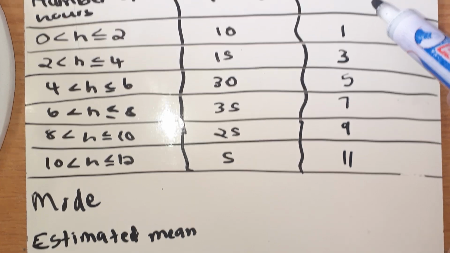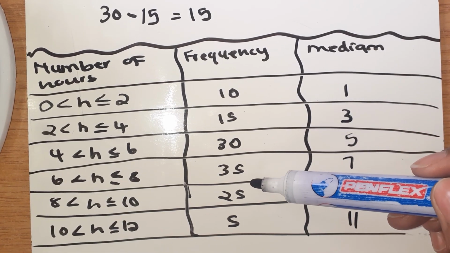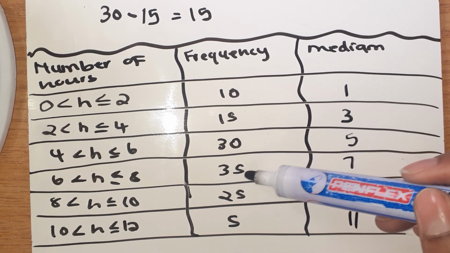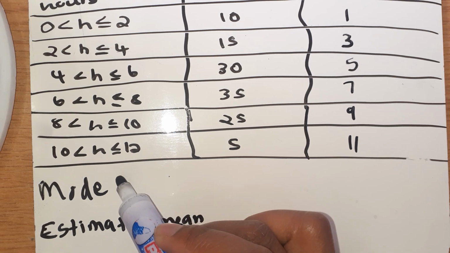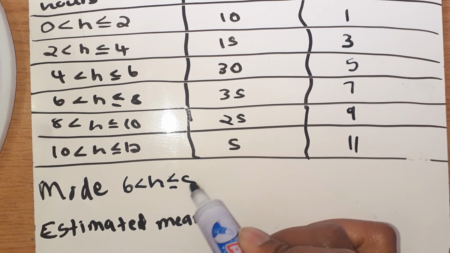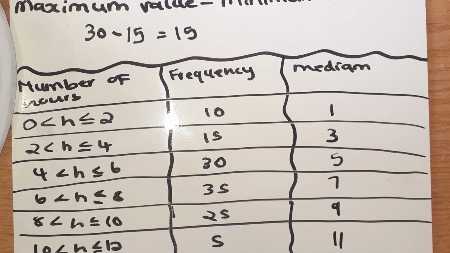Now you'll be asked to calculate the mode. So the mode is the most appearing number. You go to the frequency, the highest one, the most appearing one is 35. So you're going to use this one. You will say the mode is 6H8, because that's where 35 is. 35 is the most appearing number. So the highest frequency is the most appearing one.